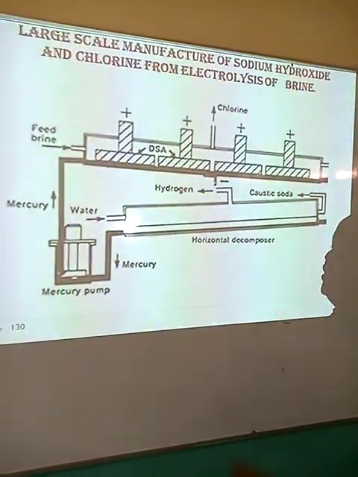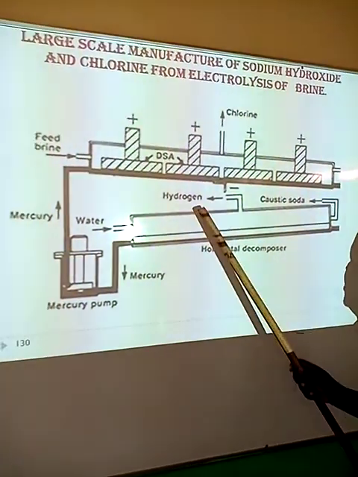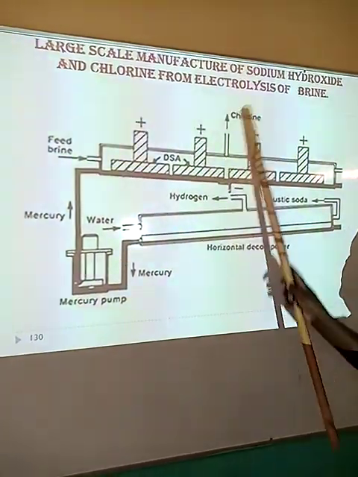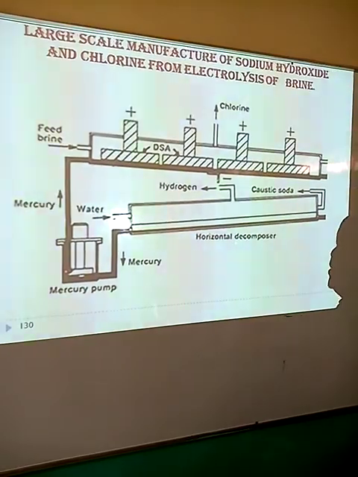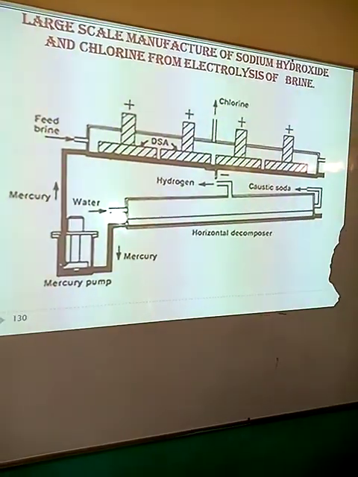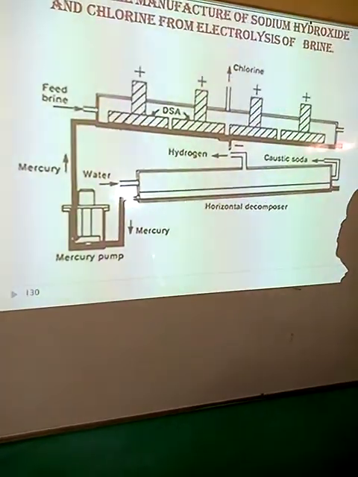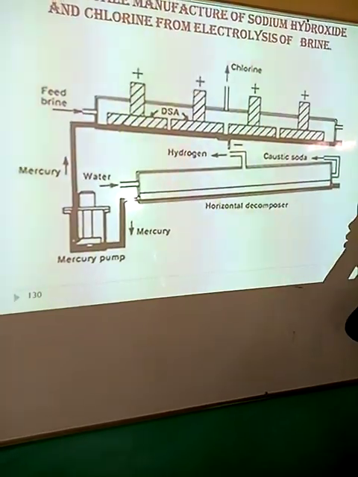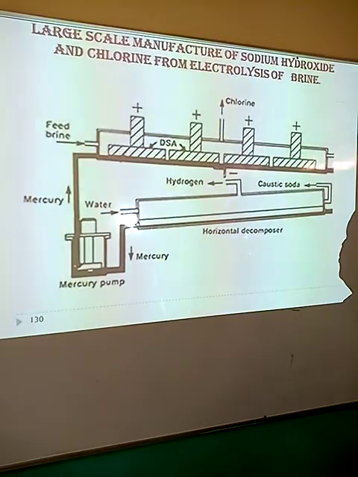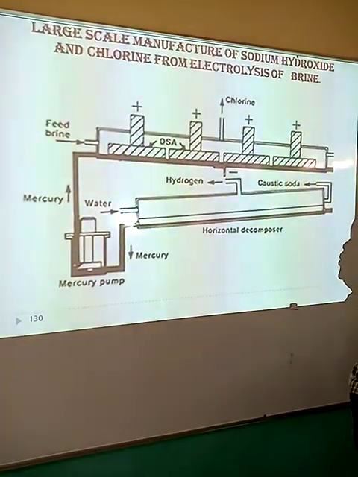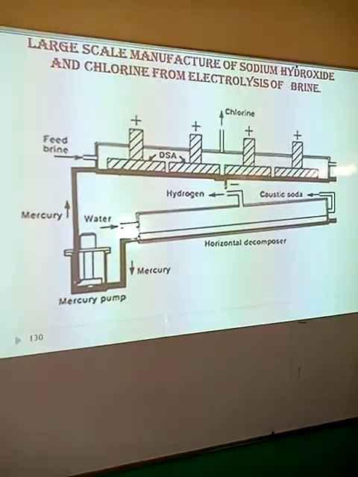For example, large scale manufacture of ammonia, large scale manufacture of hydrochloric acid. Chlorine can as well be taken to where it is required in large scale. For example, large scale manufacture of detergents, we call them bleaching agents. Also, it helps in the purification of water in water treatment plants.